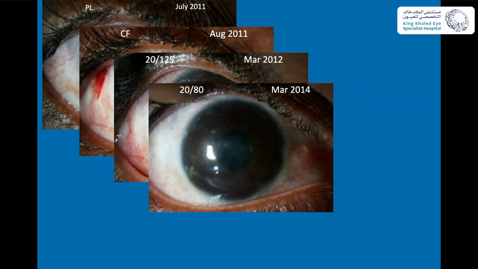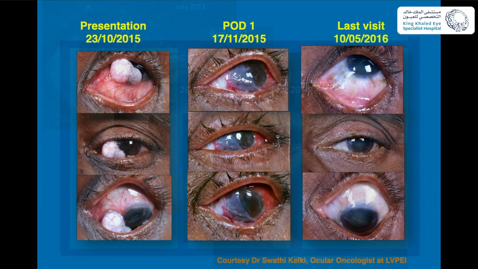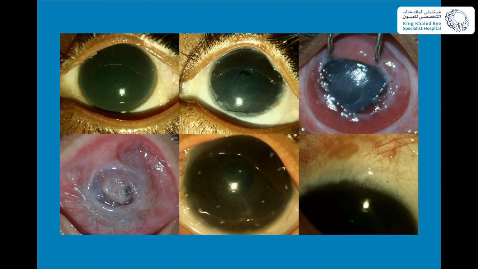This is the patient which I showed you, and this is an example of primary OSSN. When the OSSN is more than say 2 to 3 clock hours, when you excise it, there is a very high chance there will be a stem cell deficiency if you don't do the SLET. So I taught Dr. Kalki, who is an oncologist at LVPEI, and now she has published a large series of SLET in primary OSSN excision.